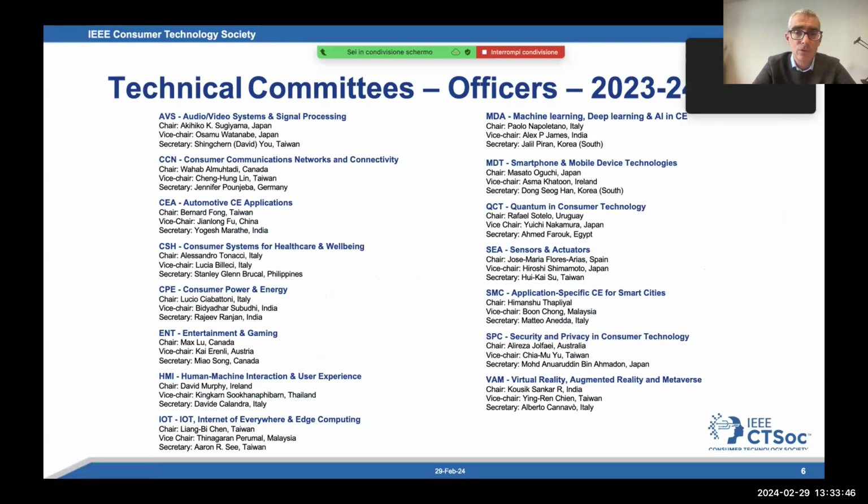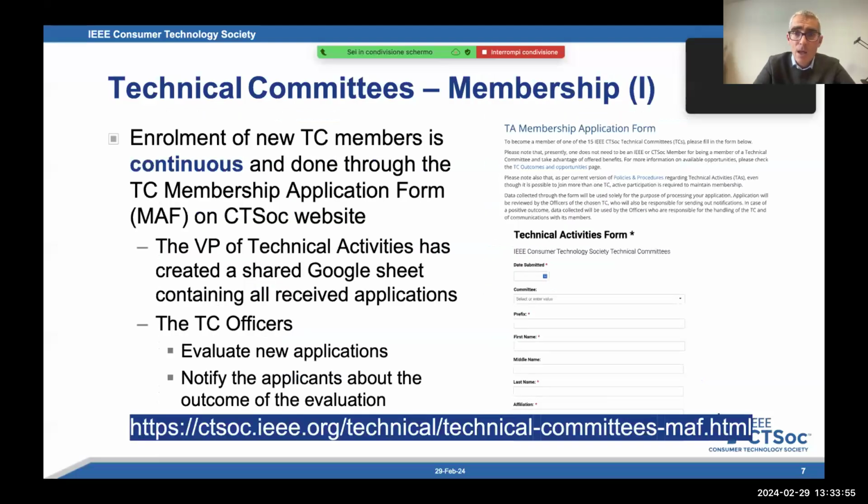So in case you want to candidate yourself, nominate yourself, please get in touch with the officers of the technical committees. The technical committees have been established with a given set of members, but this membership is growing over time through your network of contacts. Those interested in joining can fill in this application form, which is accessible again through the main page of the technical activities area on the CTSoc website.